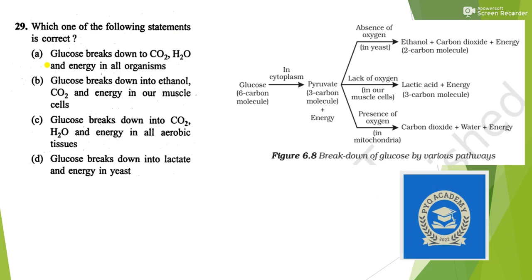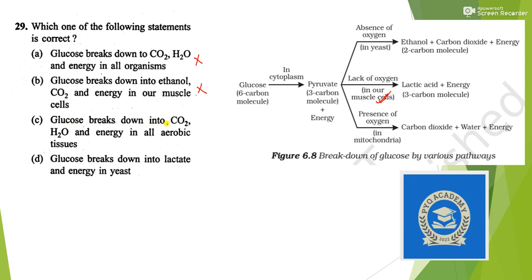Next question, which one of the following statements is correct? Again, the breakdown of glucose, from the same image it has been asked. So first option is, glucose breaks down to CO2, H2O and energy in all organisms. No, it depends upon the availability of oxygen, so it is wrong. Glucose breaks down into ethanol, CO2, energy in our muscles. No, in muscles it breaks down into lactic acid, not ethanol. So the statement is wrong.